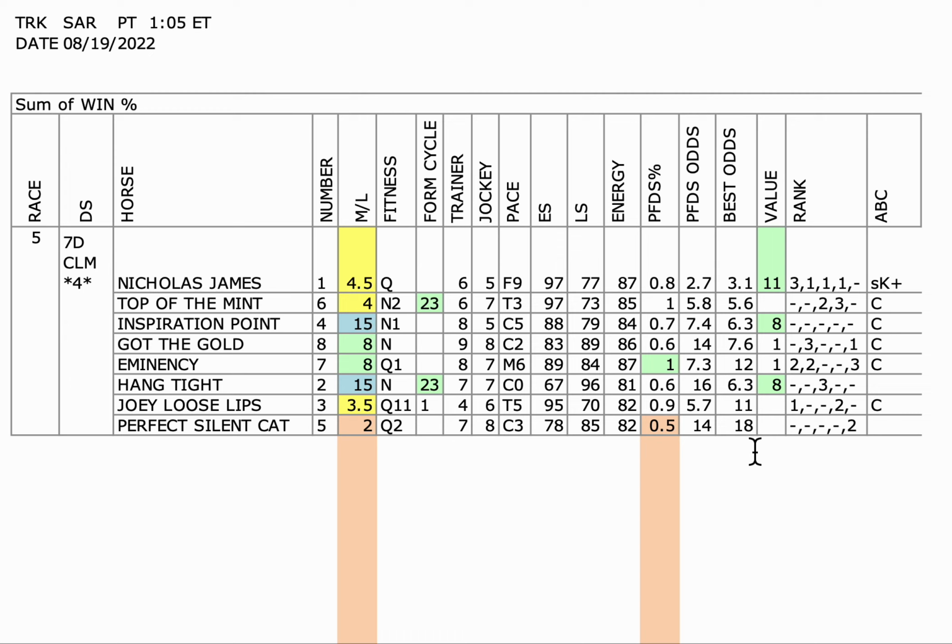Race of the day for Friday at Saratoga, August 19th. And it's race five, 7 furlongs on the dirt.